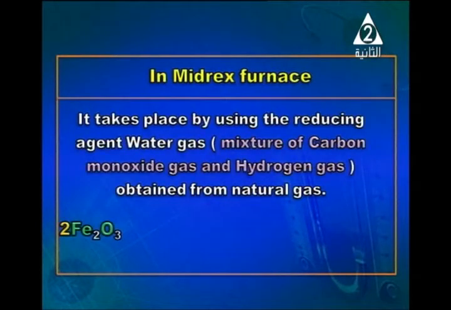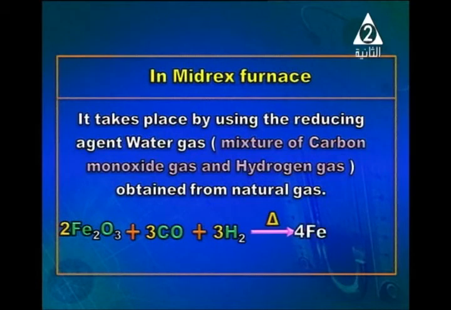While in the Midrex furnace, it takes place by using the reducing agent water gas, which is a mixture of carbon monoxide gas and hydrogen gas obtained from natural gas. So 2 hematite molecules, Fe2O3, react with 3CO and 3H2, which is the mixture called water gas, to produce 4Fe plus 3CO2 and 3H2O.